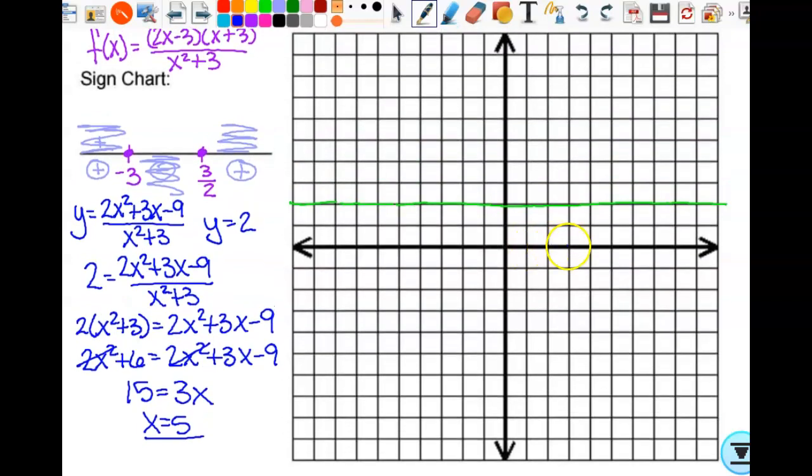Okay, so 1, 2, 3, 4, 5. We have that intersection point right there. All right, so let's put the rest of what we have on there. We have a root at -3 and a root at 3 halves, which is 1.5, and then a y-intercept at 0, -3. Everybody good with that?